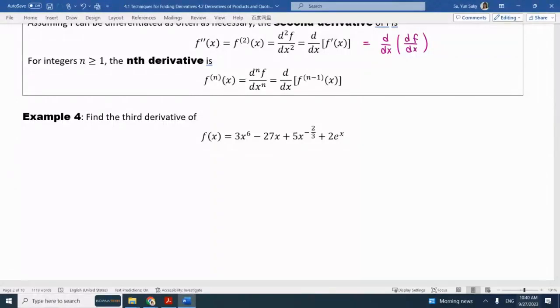Okay, Gabby. So what is the first derivative? What's the derivative of 3x to the 6? Yes. What's the derivative of negative 27x? Thank you. Dong Jae, what's the derivative of the next term?